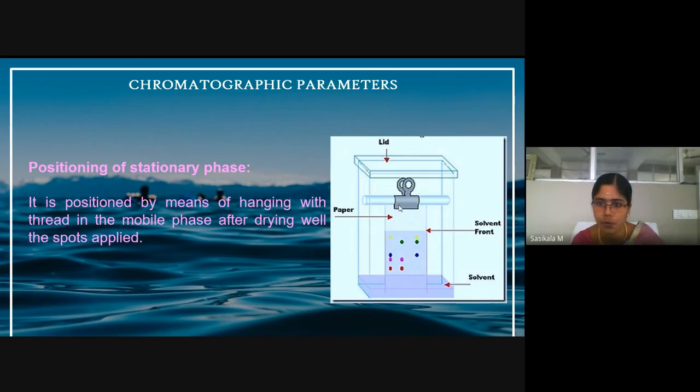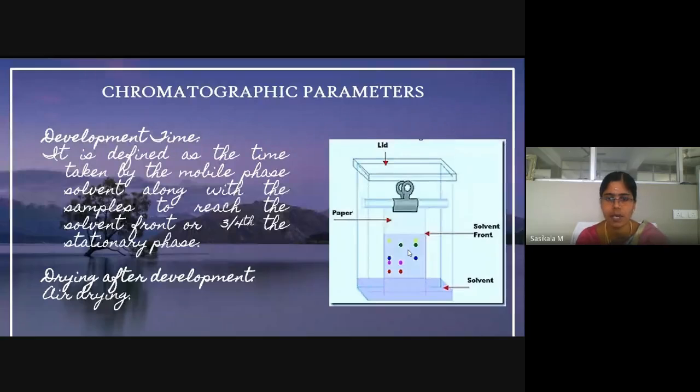You can fold the paper here with a big thread, and keep the thread here. Insert your paper inside the mobile phase chamber and close with the lid. It will be hanged inside. You will be keeping the stationary phase inside the mobile phase in the slanting position only, not exact horizontal position. This slanting position will be keeping the stationary phase inside for development. And the next parameter is development time. So now you have kept the sample with the stationary phase inside the chamber, and you have closed it, and it is allowed for development.